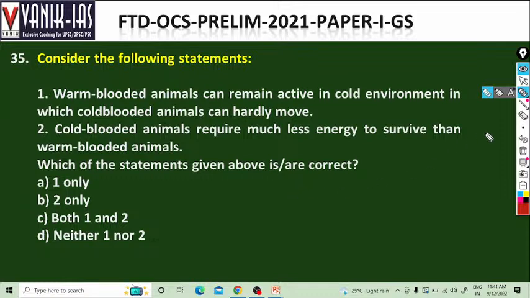Right. What are the examples? Examples of warm-blooded animals are birds and mammals. That means we are warm-blooded organisms. But cold-blooded means reptiles or insects, amphibians, fishes. They are cold-blooded animals. Right?